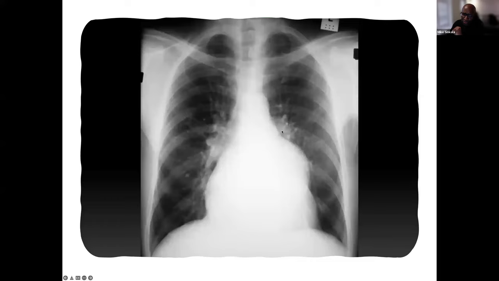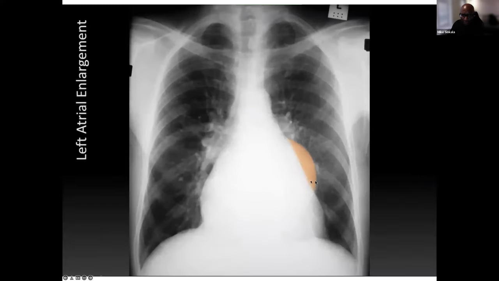Normally books will say that the carinal angle should not be more than 90 degrees. Depending on which book you read, some people say 100. So if the carinal angle is increased, one of the causes would be left atrial enlargement, like in this case. So this is the left atrial enlargement.